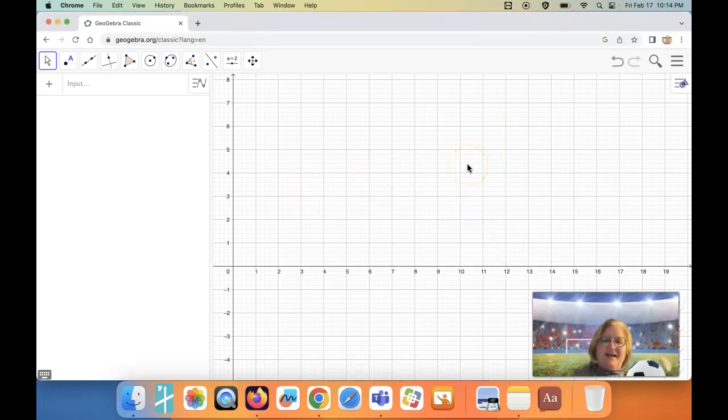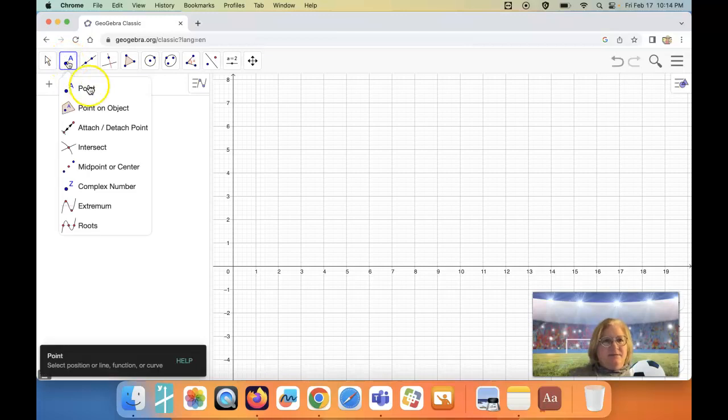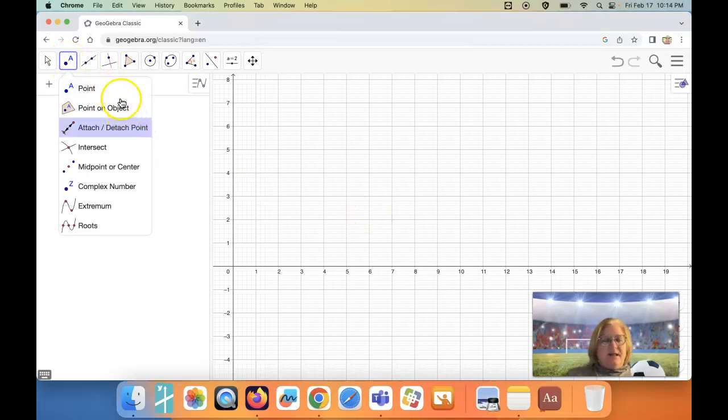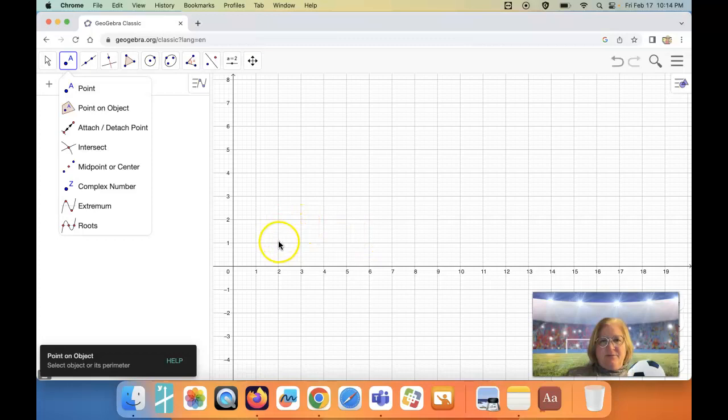because that's where my X is positive and my Y is positive. And I'm going to be talking about length, and length is always positive. Distance is always positive. So the first thing that I do is I want to create a line segment. So I need a point. So I click on the point and I put a point.